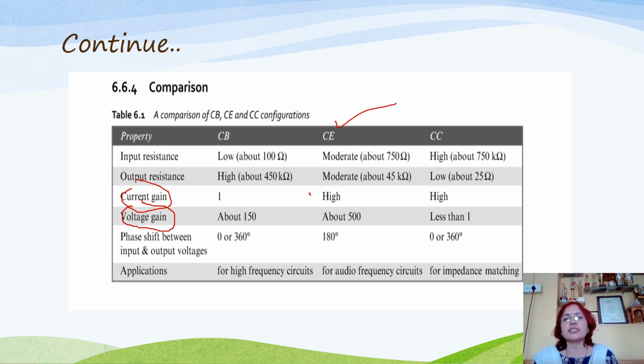For CE configuration, current gain is high and voltage gain is about 500. For CB configuration, current gain is low and voltage gain is high. And for common collector, the current gain is high but voltage gain is low. But only for CE configuration, both current gain and voltage gain are high. And therefore, CE configuration is the most practical configuration to be used in electronic circuits.